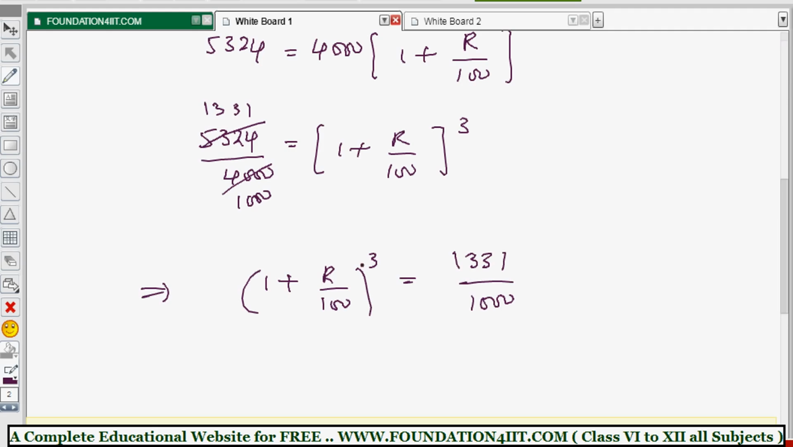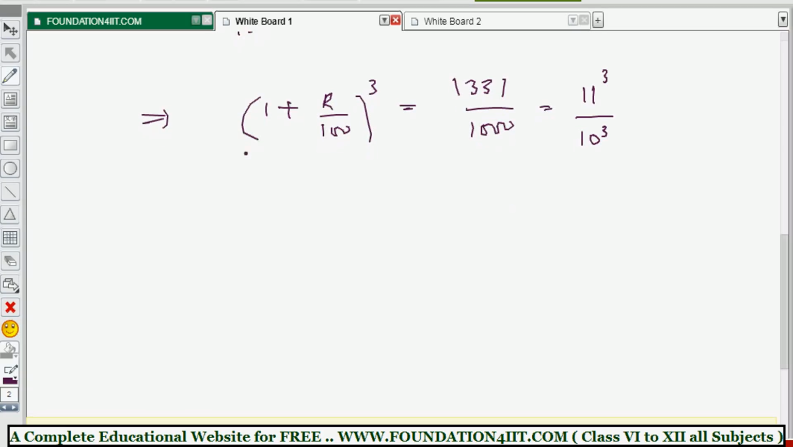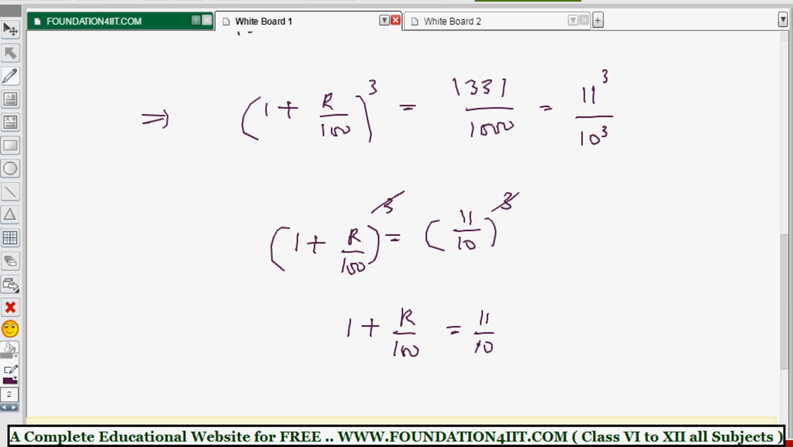So when this is all to the power 3, then you can check whether the right side is also possible as something to the power 3. They will give the question also according to that. 1331 you can write as 11 cube. 1000 is 10 cube because 10 into 10 into 10 is 1000. So automatically the problems are also given the same way. So 11 by 10 all to the power 3 equals 1 plus R by 100 all to the power 3. When powers are the same, bases are equal. We can cancel these powers. Then 1 plus R by 100 is equal to 11 by 10.